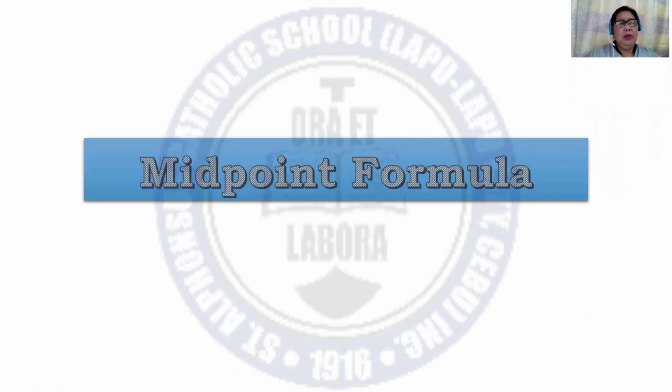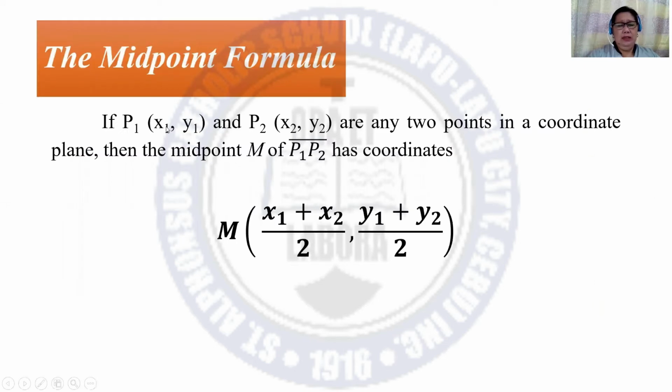Next, let us have the midpoint formula. If P sub 1 with coordinates x sub 1 and y sub 1 and P sub 2 with coordinates x sub 2 and y sub 2 are any two points in a coordinate plane, then the midpoint M of the segment from P sub 1 to P sub 2 has coordinates: for x, x sub 1 plus x sub 2 over 2, and for the y coordinate, y sub 1 plus y sub 2 over 2. And this is the midpoint formula.